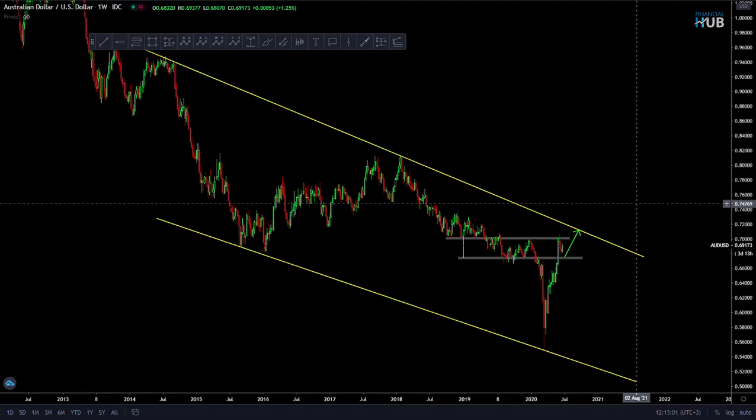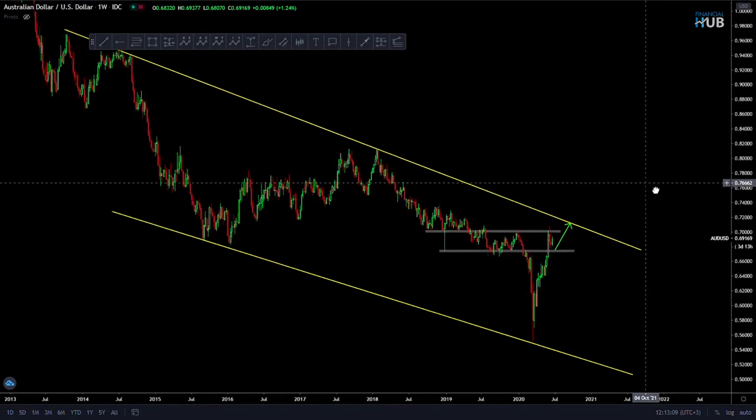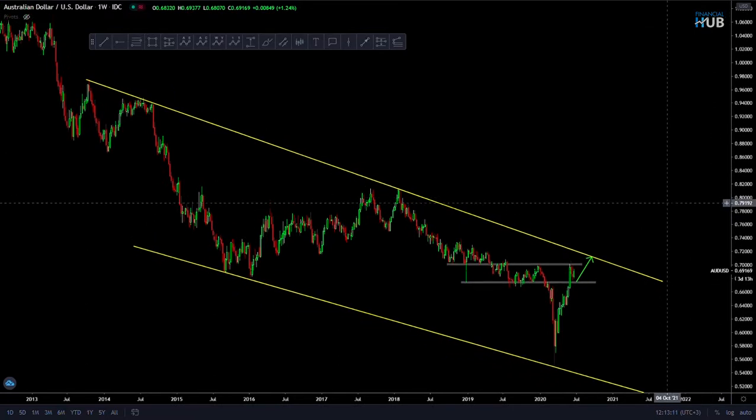So today I'll be covering a few pairs as well. I'll just do two pairs, then Ken will come in and cover the other pairs. So basically what I'm looking at is Aussie Dollar. So this is Aussie Dollar long term. This is the weekly chart.